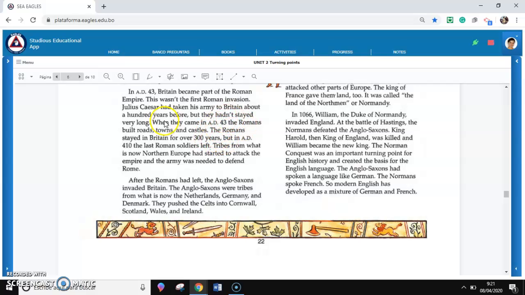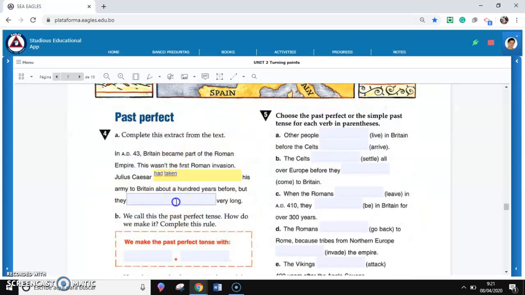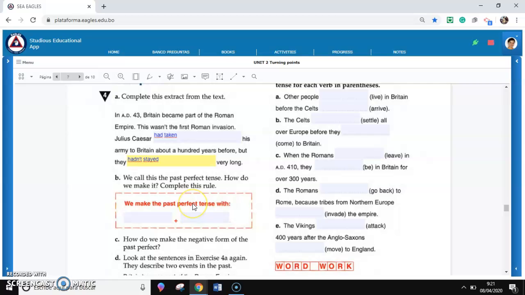But here we have, but they hadn't stayed very long. Hadn't stayed. So we're going to write down here "hadn't". So that is "hadn't stayed". There we go.